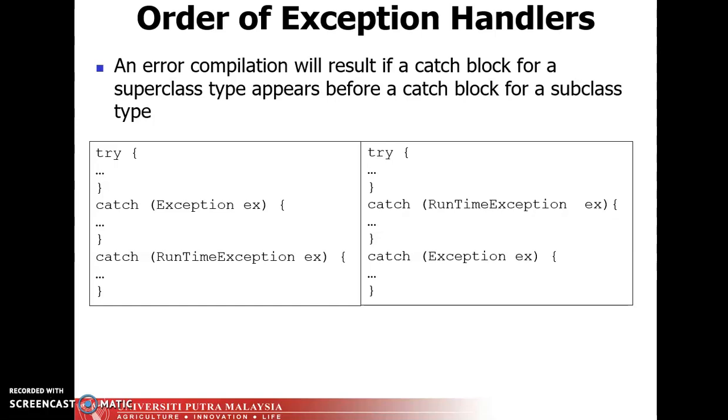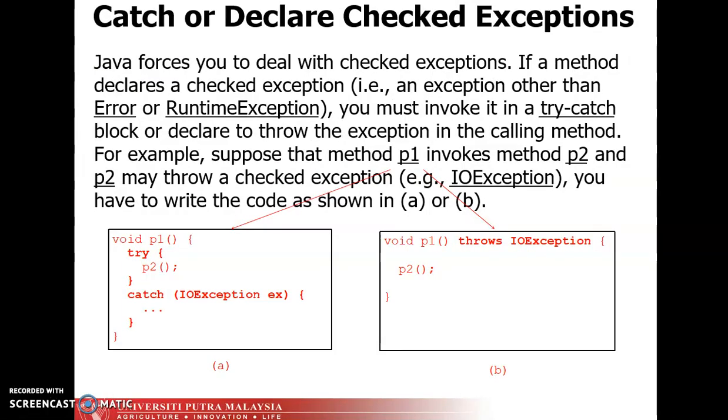When we are using try and catch statements, sometimes we have a list of several catch statements, and perhaps we do not know how to position those statements in the coding. A compilation error will result if a catch block for a superclass type appears before a catch block for a subclass type. But we are not going to put so much concern on this, so we had better skip it.